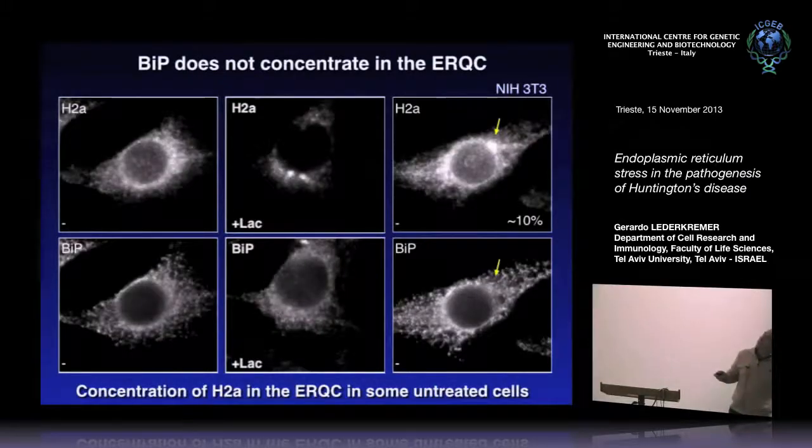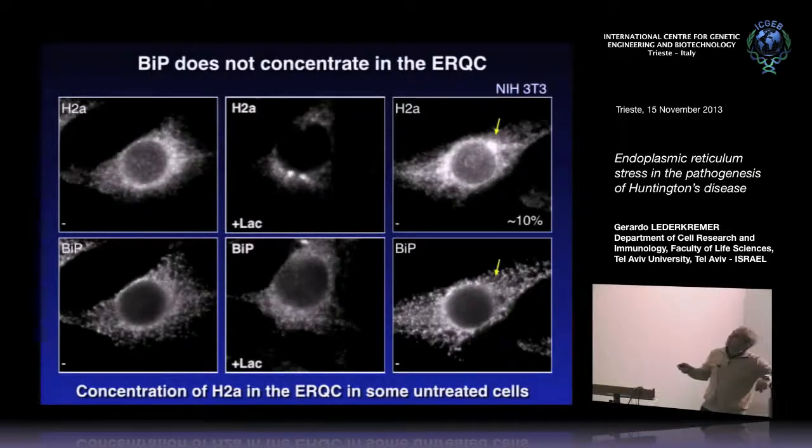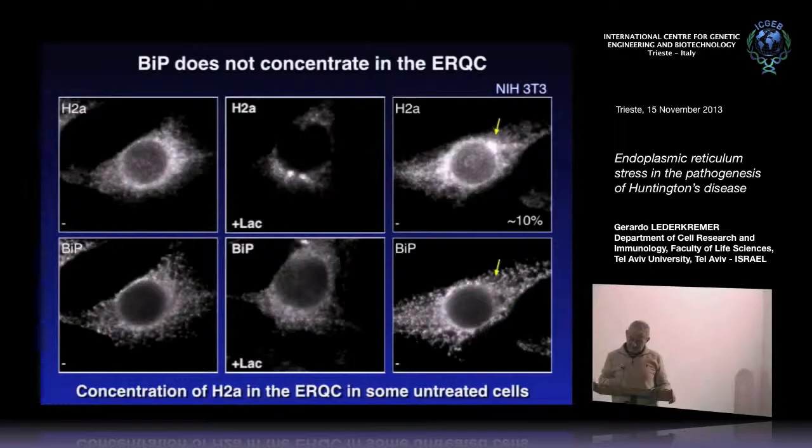Here we're looking at a cell line that's a stable transfectant, stably expressing H2A. And even in untreated cells, you have a small population of cells that express more of the protein, and it already accumulates without inhibiting. So this does not depend on proteasomal inhibition. It's just accumulation of the protein that causes this accumulation in this region near the nucleus. And you can see, again, that BIP is relatively depleted from this region. Okay, so this is a natural process that occurs upon accumulation of the misfolded protein.